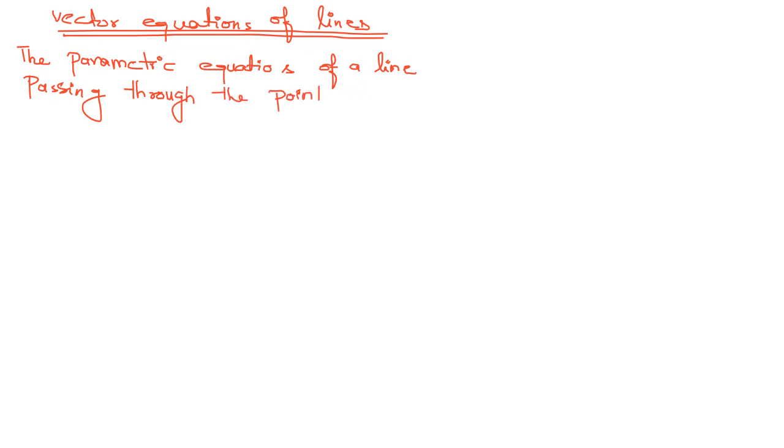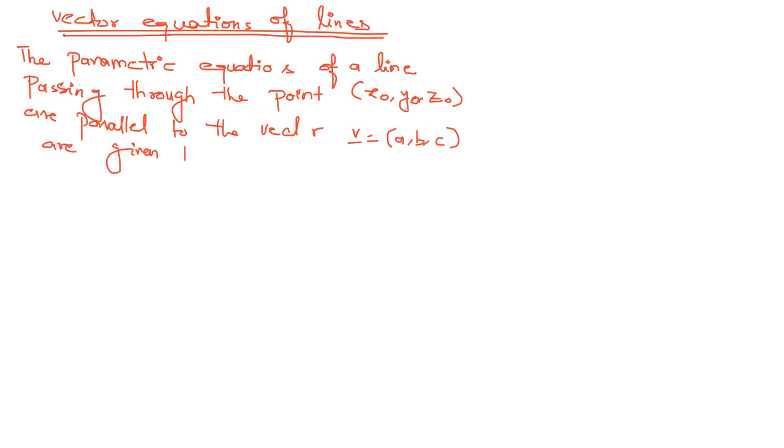passing through the point x naught, y naught, and z naught, and parallel to the vector, you can say a vector with components a, b, and c, is given by x equals x naught plus at, y equals y naught plus bt, z equals z naught plus ct. These are the parametric equations.